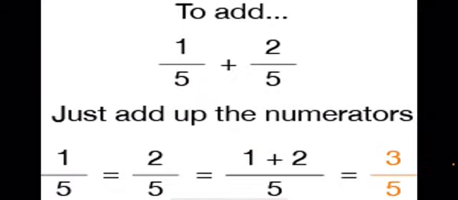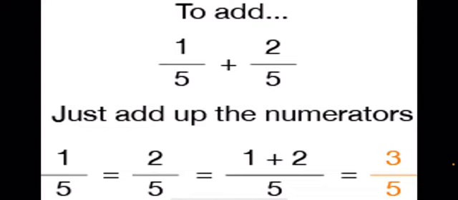Now addition in fractions. Denominators you don't need to add. You're adding only the numerators. For example, this is 1/5 plus 2/5. So over here you need to add only 1 and 2.